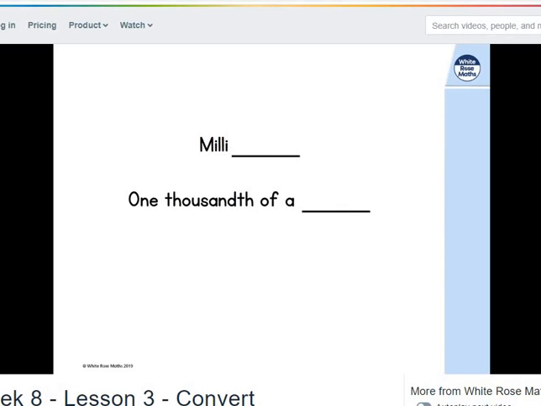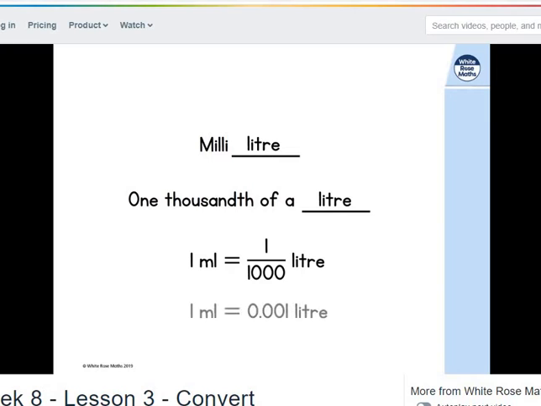Let's change that word now. We had millimetre before. Now we've got millilitre. That means it's 1,000th of a litre, and we can write that as 1 over 1,000 litres, or 0.001 litres.